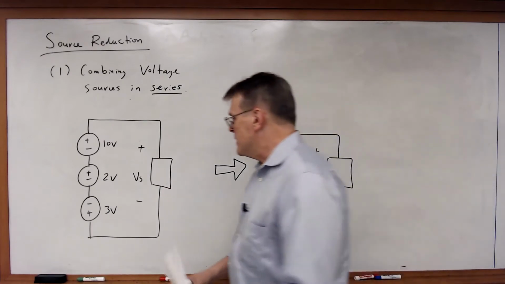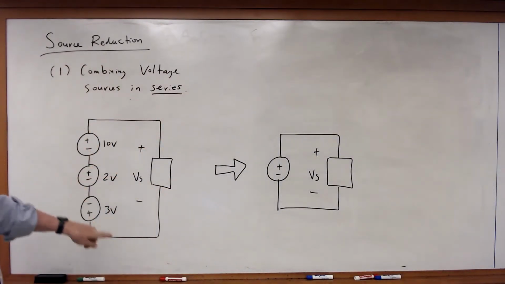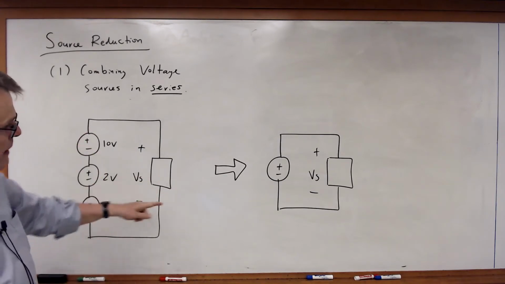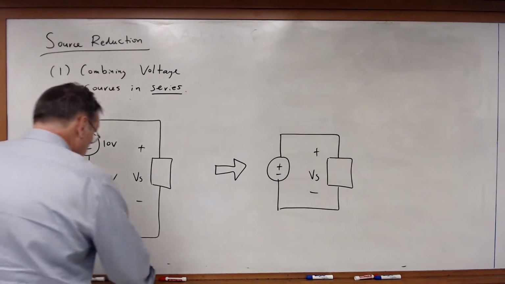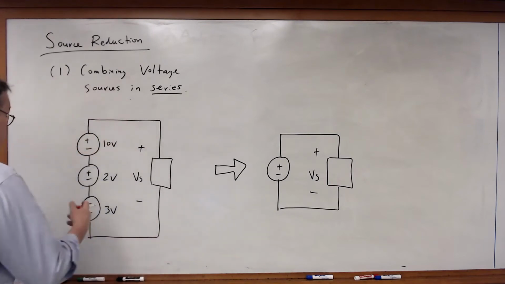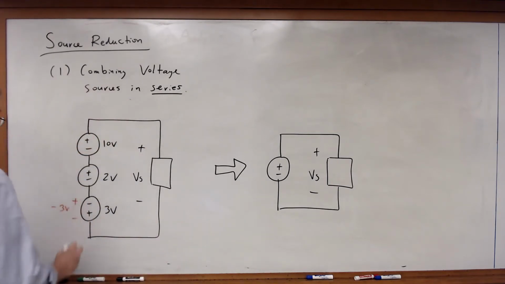Now in order to do this, I'm going to make sure all of these 3 sources are oriented with the same polarity as that source. Well, obviously this one is, so is that one. That one's not. Not a problem. As we already know, that's easily fixed. I can flip this around and call that minus 3 volts.